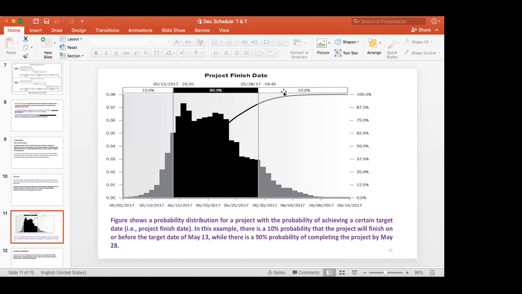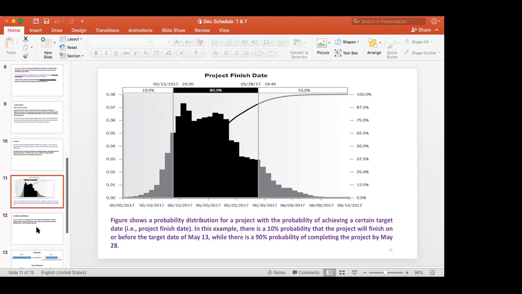Risk and other factors you calculate with the simulation. Even if you are planning to complete by 28th May, the chance of completing this is only 90%. So there can be problems. This simulation gives some idea, even when we prepare a schedule, of the probability of completing in that time. It's a probability measure. So the simulation is a part of probability measure.